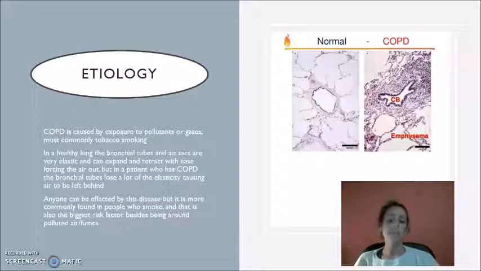Anyone can be affected by this disease. It's more commonly found in people who smoke, like I said, or work in factories, or are always at risk of air pollutants and fumes. These gases that you breathe in can cause a lot of damage to your lungs.